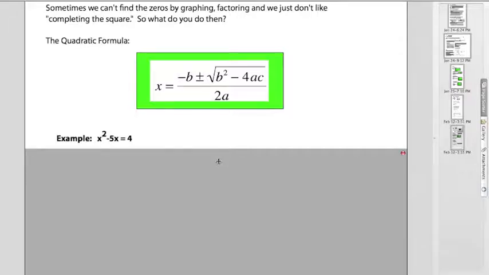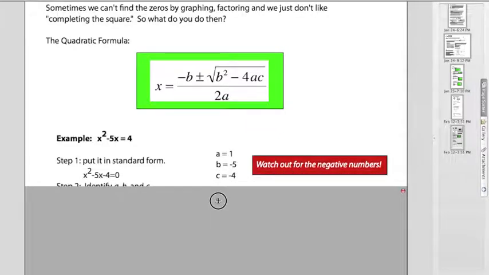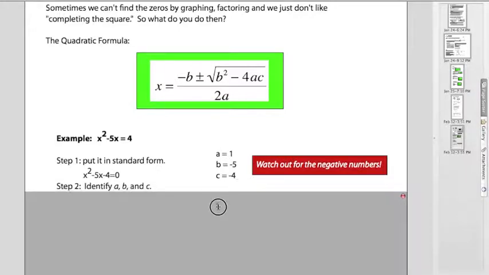Here's our first example. It's x squared minus 5x equals 4. The very first thing we have to do when we use the quadratic formula is to identify a, b, and c. Now in order for me to see that correctly, I need to put it in standard form, like you see here. By standard form, I mean it's all on one side and it's equal to 0. You most definitely want to have a positive x squared, although it's not a requirement. It's going to make things a lot easier.